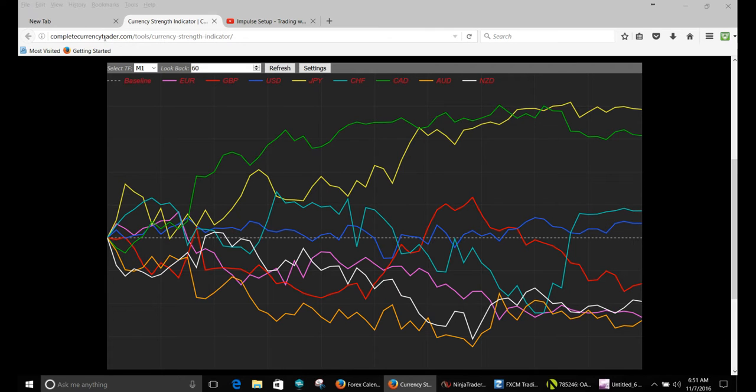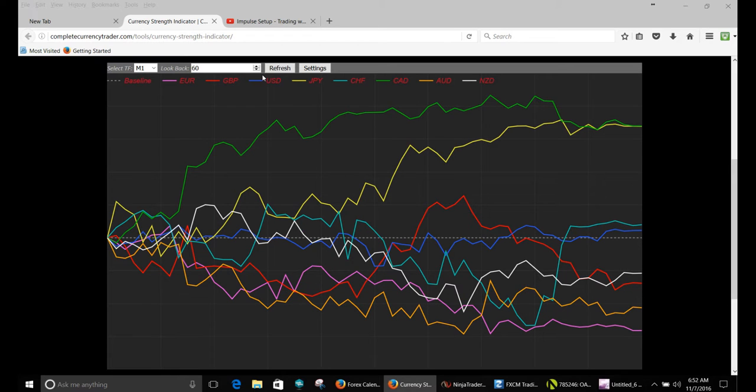Here's the website. The currency is copied. Pause the video, copy it down, and what you have here is a 1 minute and a 60 look back period. Okay, and you have your color codes. You have the baseline here, which is a 0 line, and then right now you got that Canadian dollar strength. So the Canadian dollar is getting stronger against all pairs except the yen.